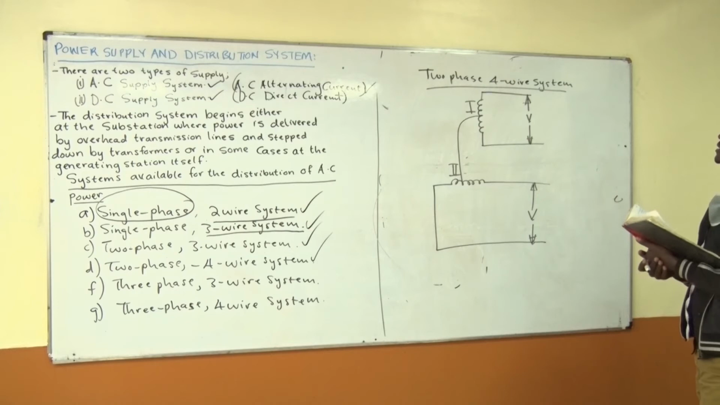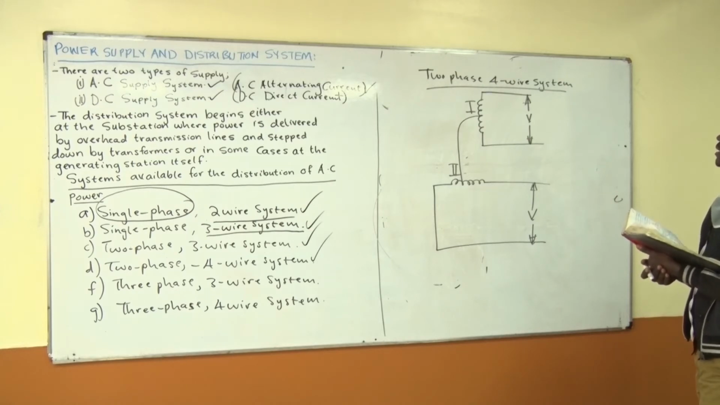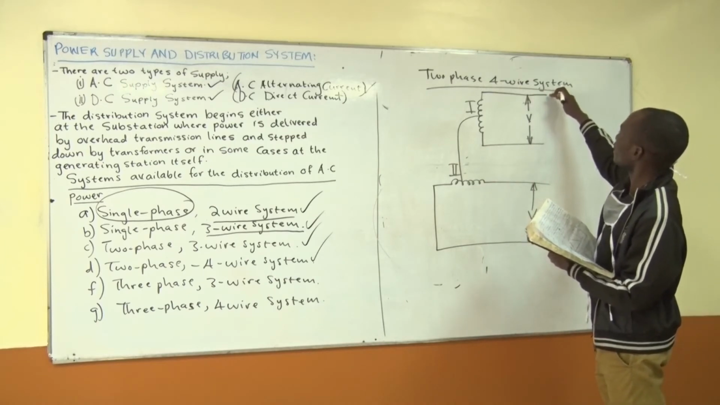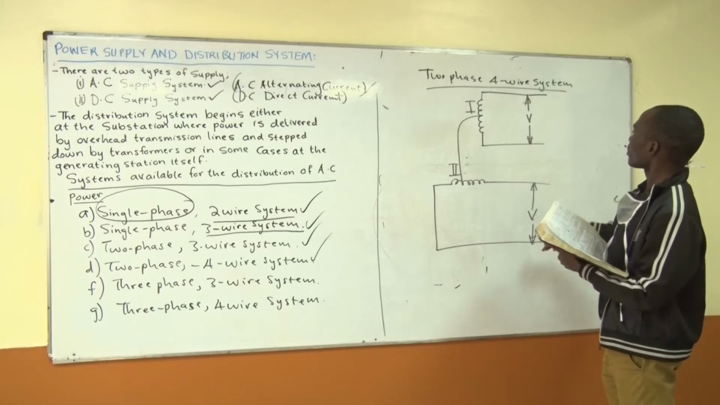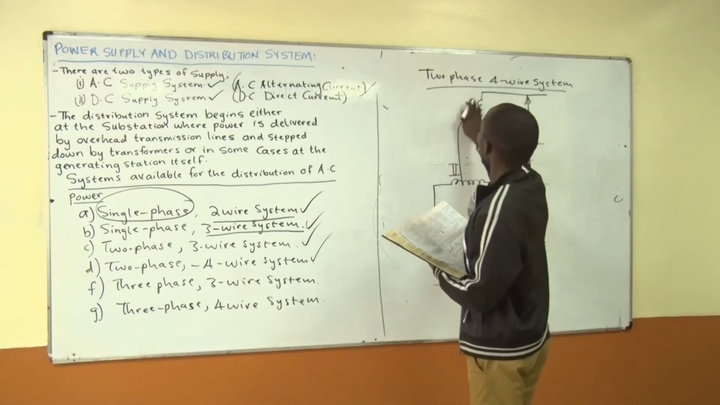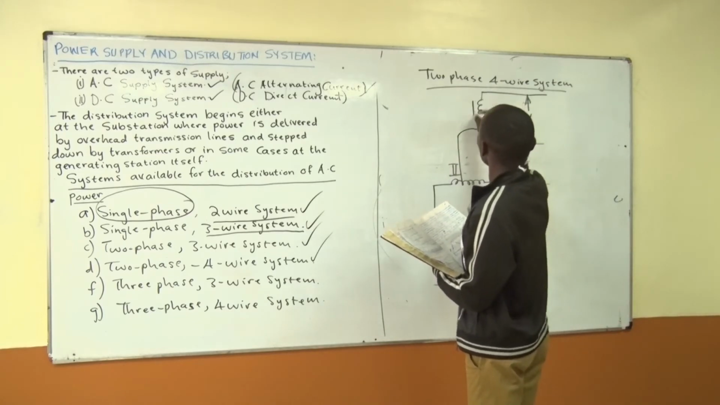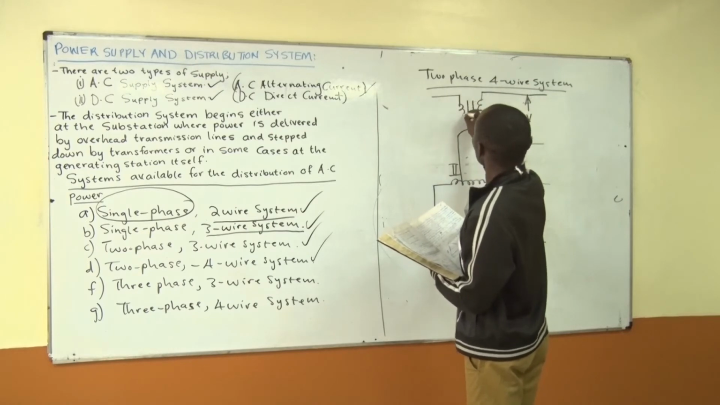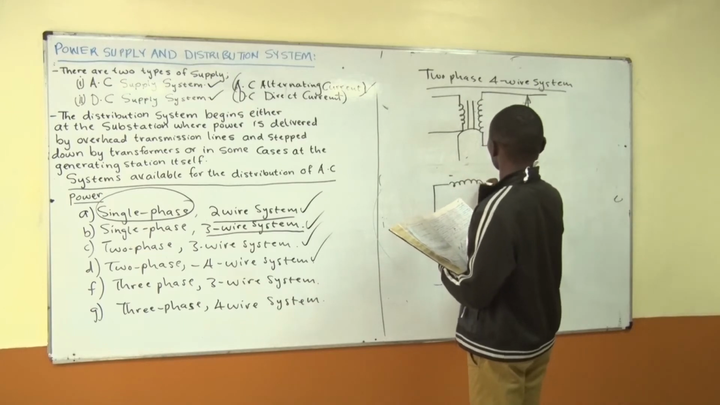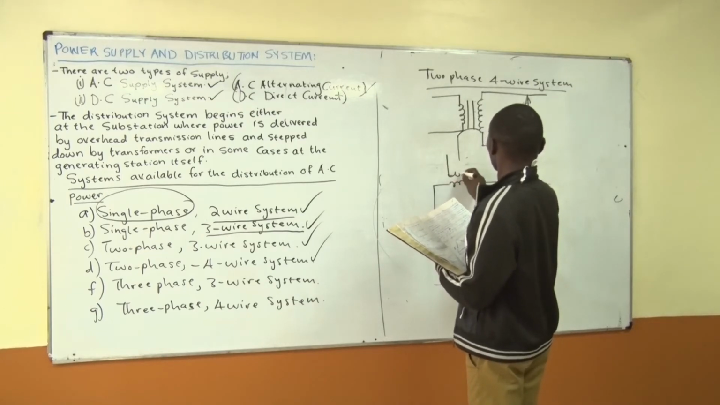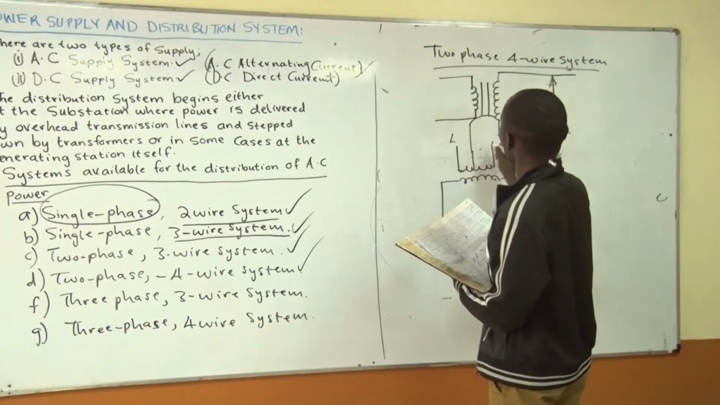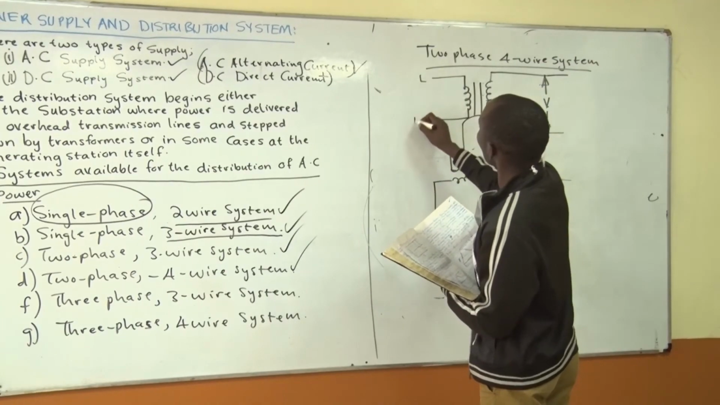When it comes to the 2-phase 4-wire system, you can see that from the outgoing side, we have got four wires. We have got this wire, we have 1, 2, 3, 4. So the combination is 4 wires. Then you can see from every transformer, each transformer is being supplied by a single phase. Let's manipulate it. So every transformer is being fed by a single phase, which is live and neutral. This is live and neutral.